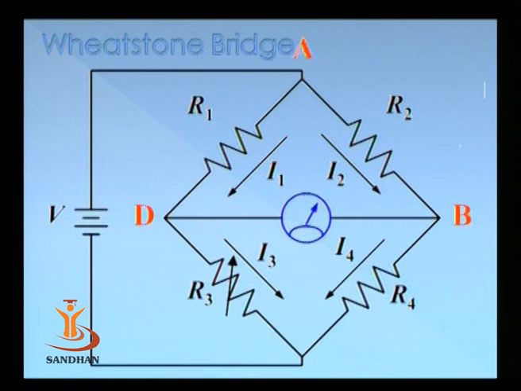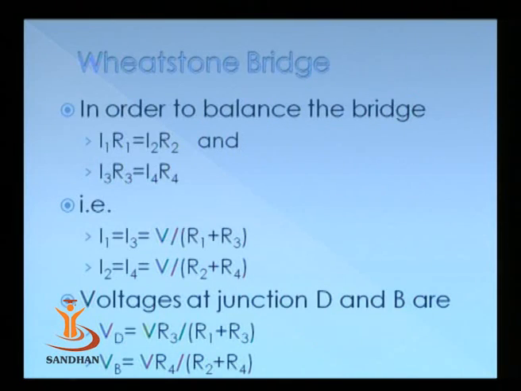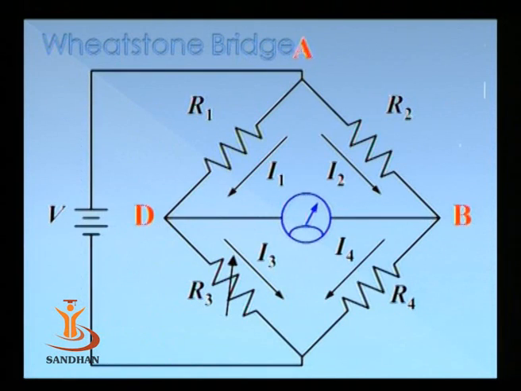In the same circuit, we are looking at the currents I1, I2, I3 and I4. In the null condition, I1 has to be equal to I3 and I2 has to be equal to I4. The same thing that we talked about in the last session: the voltage at junction D is equal to the total excitation voltage multiplied by R3 upon R1 plus R3, while the voltage at junction B is equal to the total applied excitation voltage multiplied by R4 upon R2 plus R4.